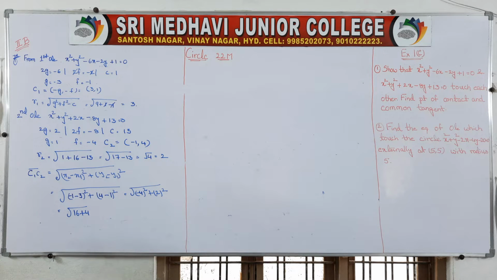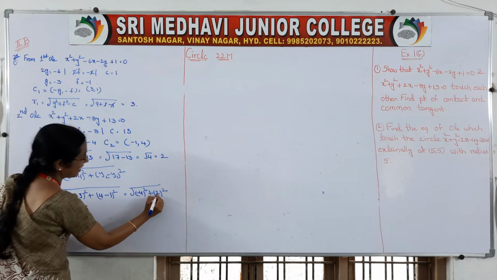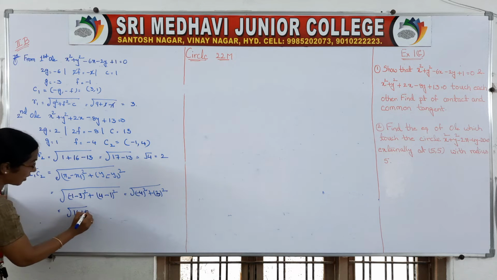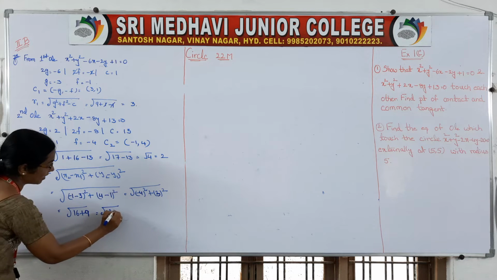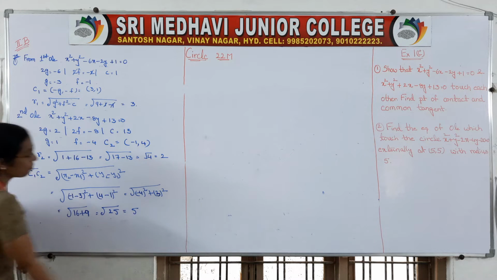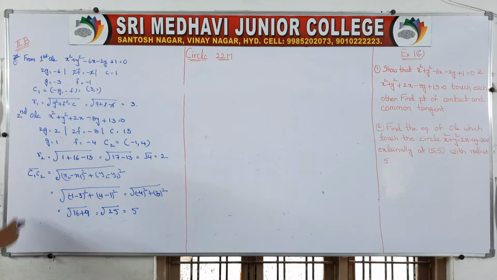We got minus 1 minus 3, which is minus 4 whole square, that is 16. And 4 minus 1 is 3, square is 9. So this is root 25, which is equal to 5. Be careful while taking the values. So the distance C1C2 is 5.